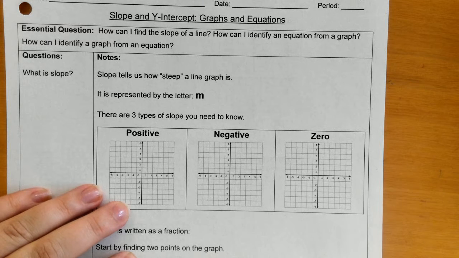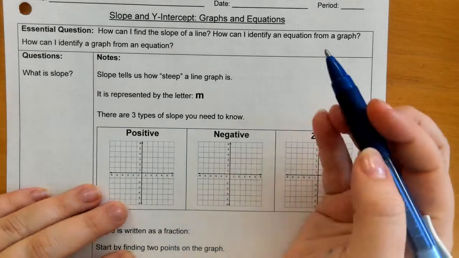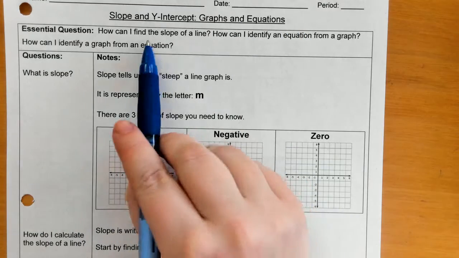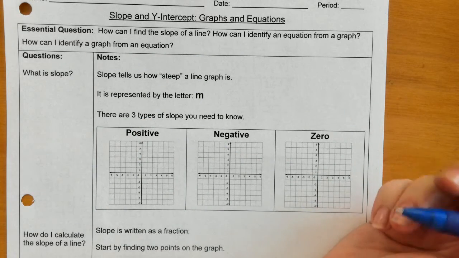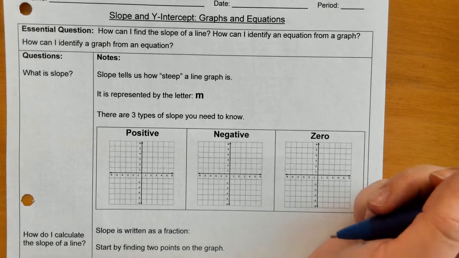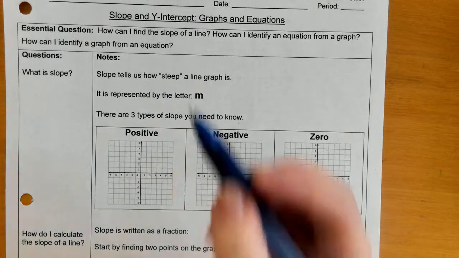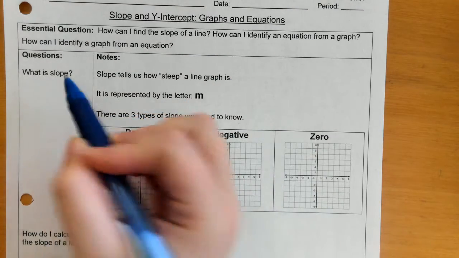So in this note sheet, we're going to be looking at the slope and y-intercept, dealing with graphs and equations. So we're going to be looking at how to find the slope of a line, how to identify an equation from a graph, and also how to pick out a graph from an equation. So let's start. What is slope?